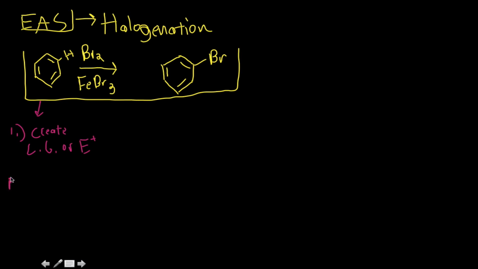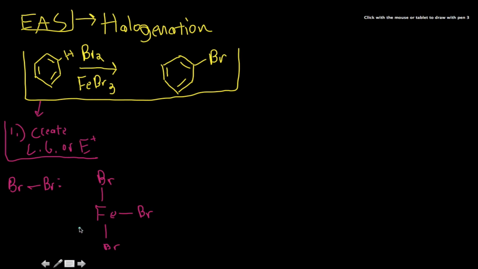So what we have here, I'm just going to draw that out. We have a bromine here. We have a bromine there. I'm just going to draw a lone pair there. And then we have iron tribromide, Br, Br, and Br. And lo and behold, what do you think is going to happen? There's this empty p orbital. This is a Lewis acid. It's going to attach itself there. They're going to react.